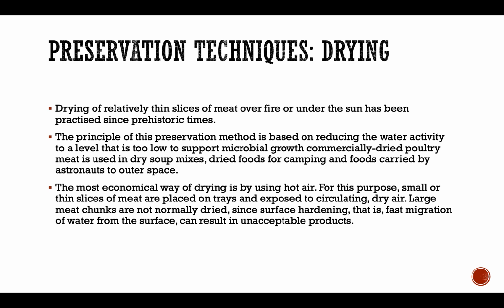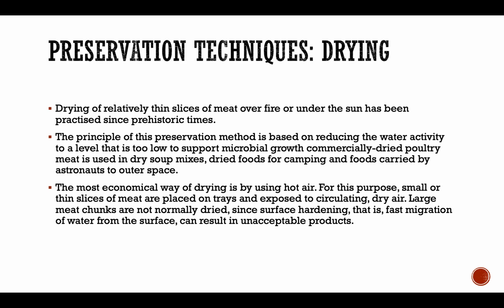Other preservation technique which we are going to discuss is drying. Drying of relatively thin slices of meat over fire or under the sun has been practiced since prehistoric times. The principle of this preservation method is based on reducing the water activity to a level that is too low to support microbial growth. Commercially dried meat product is used in dry soup mixes, dried foods, and for camping and food carried by the astronauts to the outer space area.